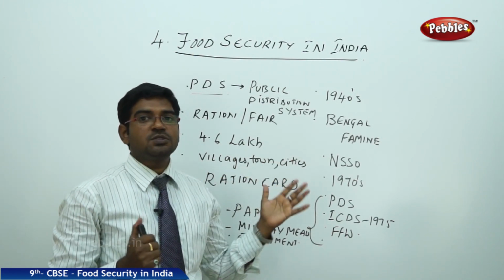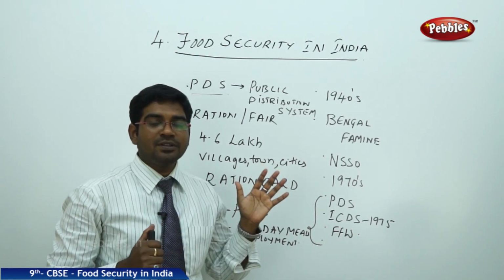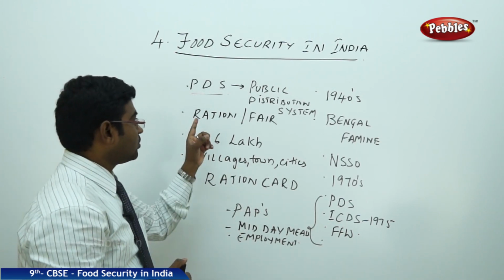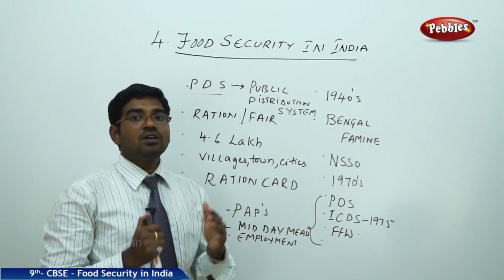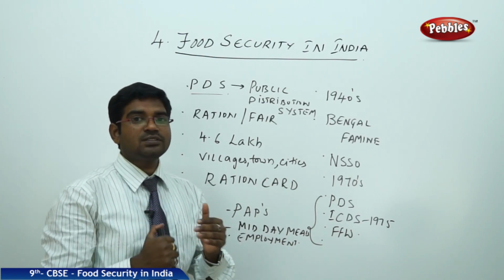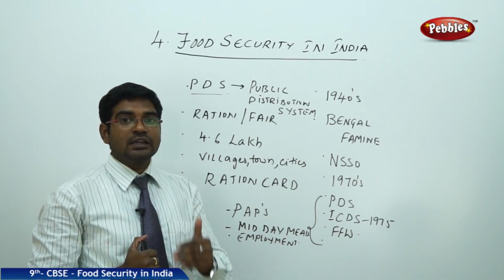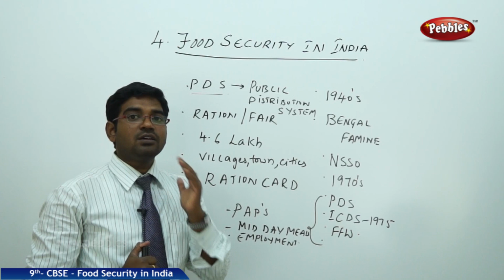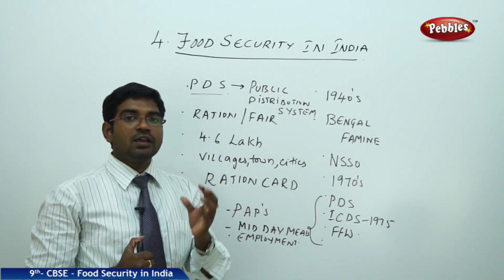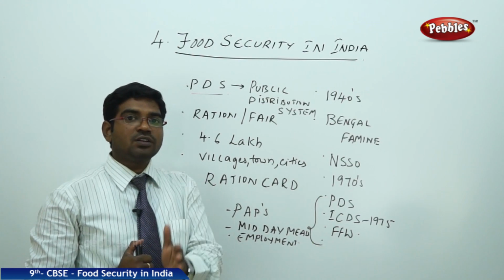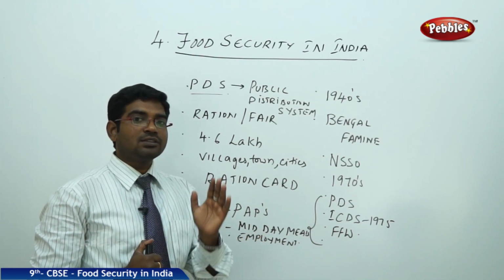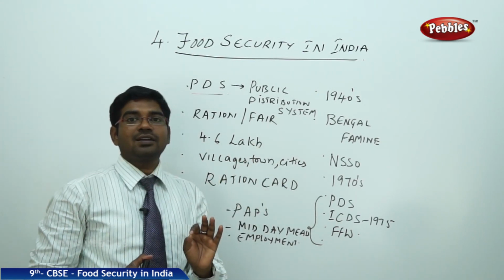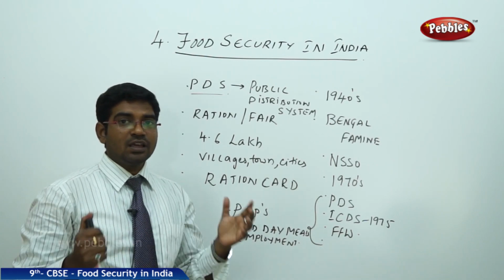Here, the public distribution system is a regular procedure which happens every month in the entire country. These shops are also known as ration shops or fair price shops. Through these shops, the government will provide food grains, wheat, kerosene oil and even cooking oil at a very low subsidized cost for common people who are not able to buy at the market level. And we have nearly 4.6 lakh shops all over the country.